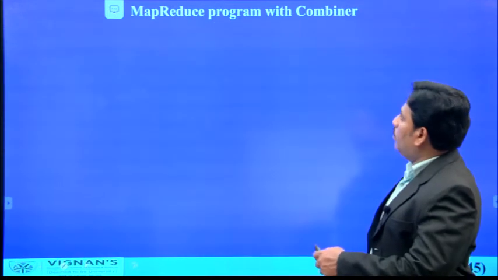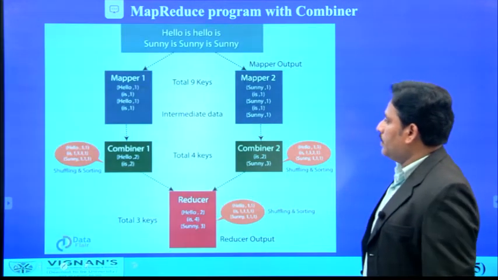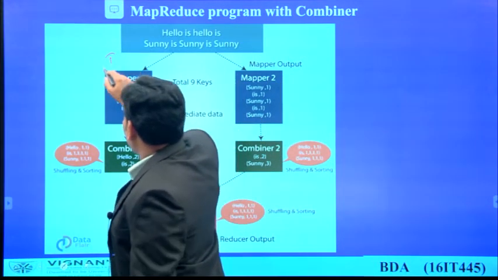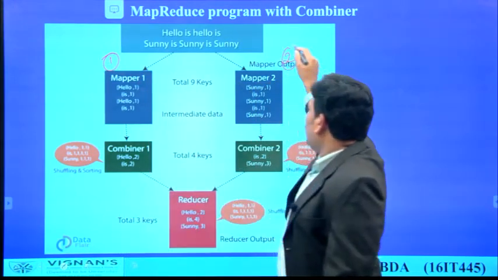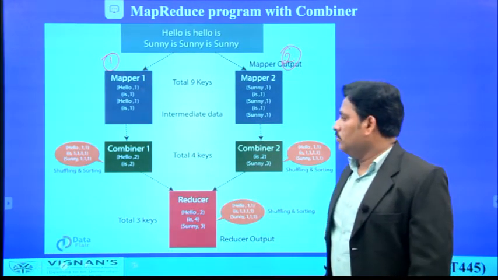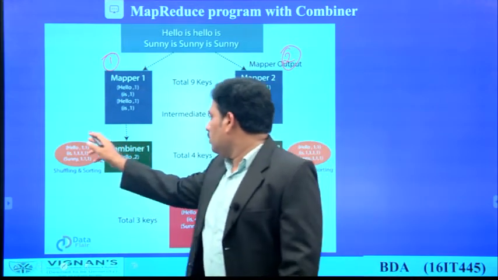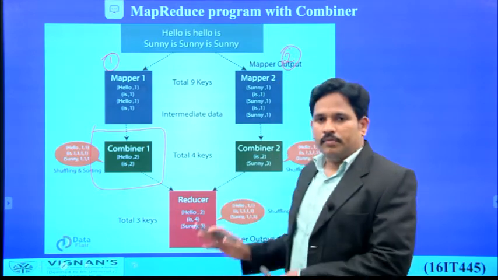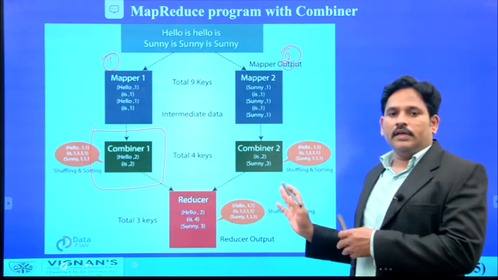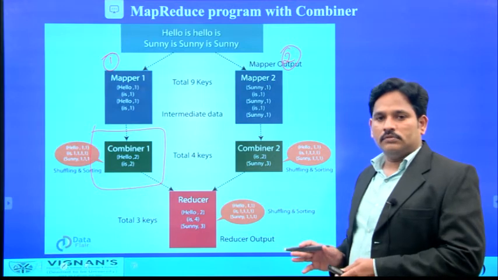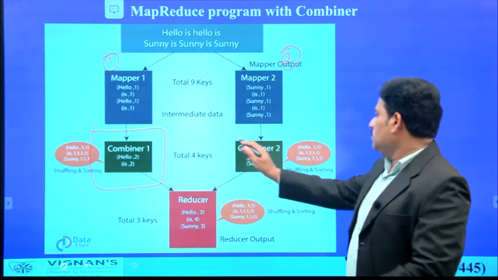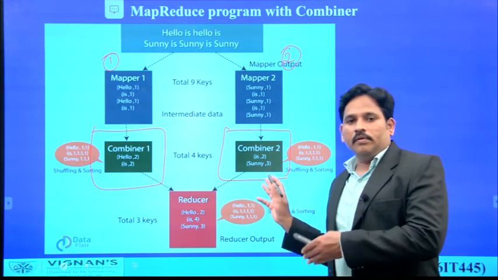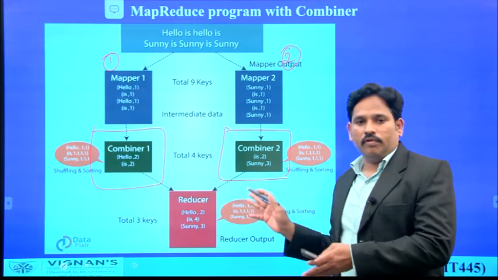Now, if you use a combiner, what happens? The process is the same. The first line is assigned to mapper 1, the second line to mapper 2. When we use a combiner, it does the shuffling and sorting in parallel. In the previous example, shuffling and sorting were done on the same machine, whereas in this case they can be done in parallel. That means the time taken for shuffling and sorting is reduced.